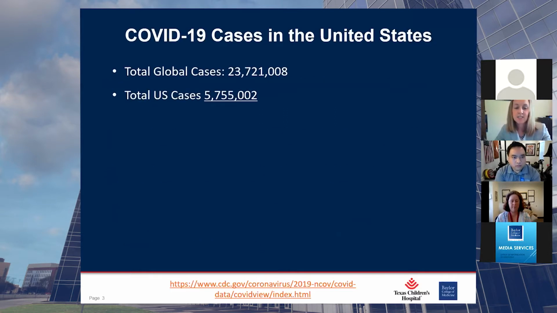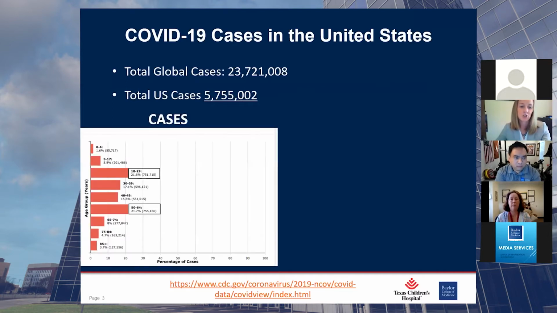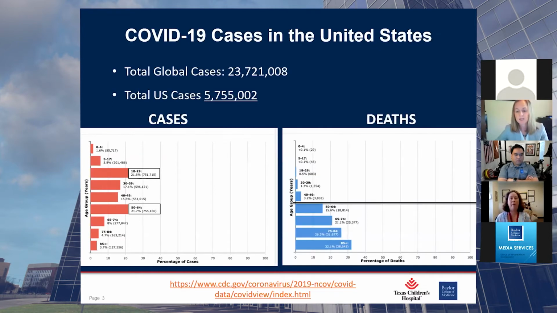To date in the United States, we have over 5 million cases. And when we look at the age distribution of these cases, according to the CDC website, you can see that particular age groups, specifically young adults 18 to 29, as well as older individuals 50 to 64, have the greatest prevalence of disease. So they're more likely to harbor infection than other age groups, particularly compared to children less than 18 years old.